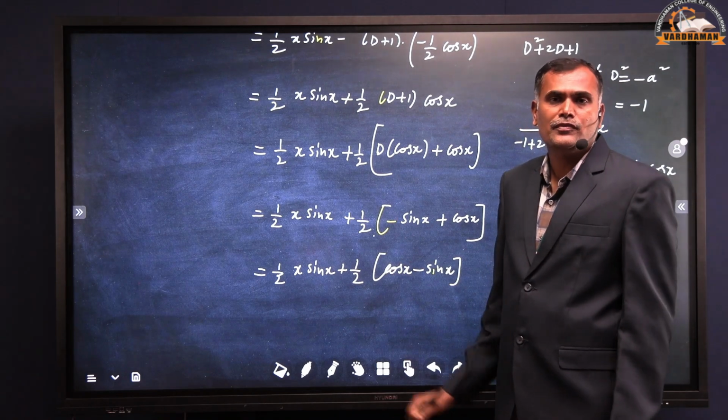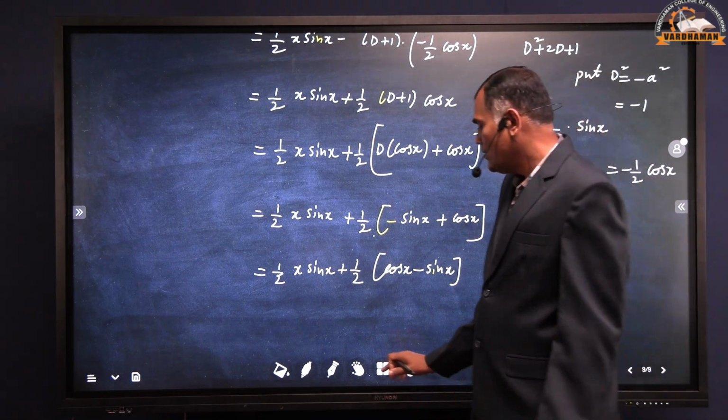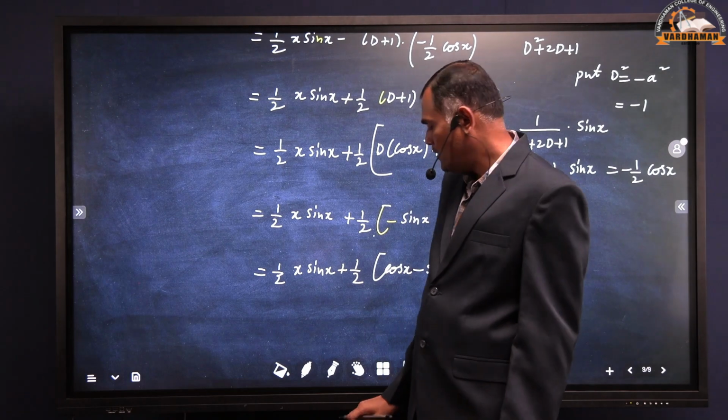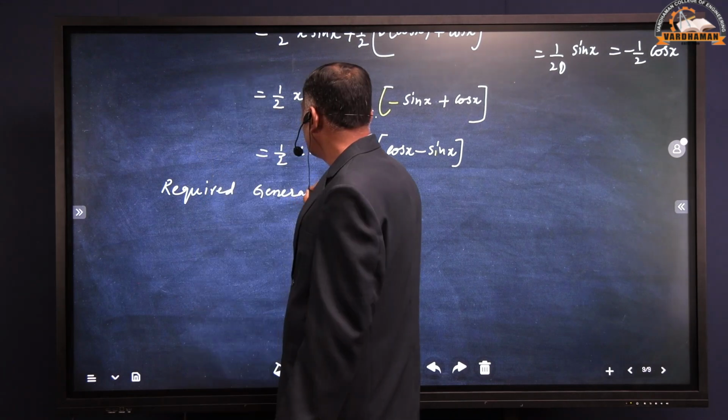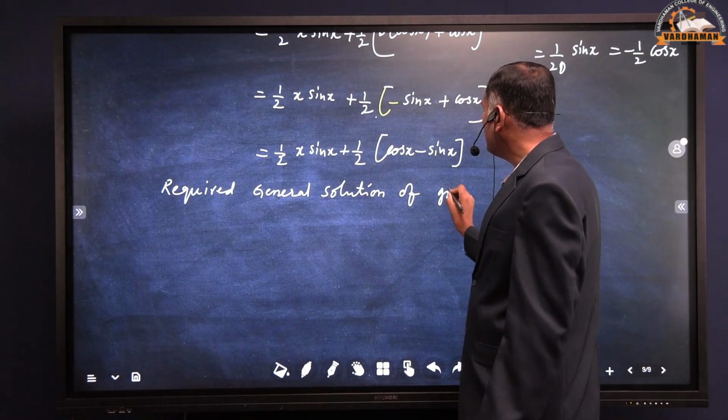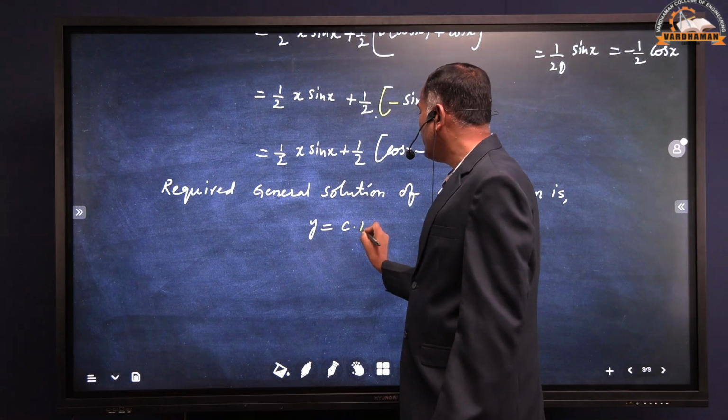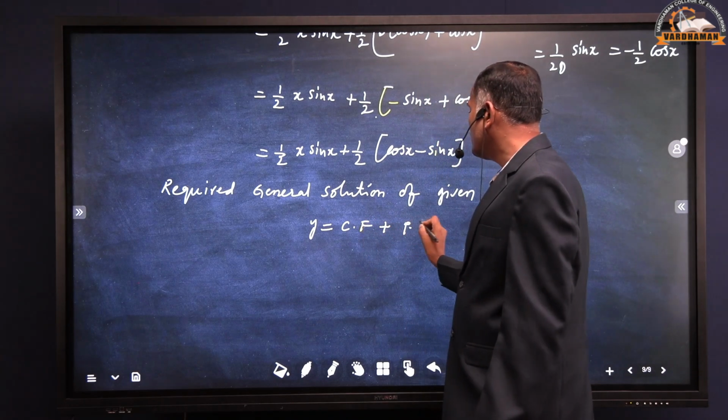Now the general solution of the given problem is given by complementary function plus particular integral. Now I'll write the general solution. The required general solution of the given problem is y equals complementary function plus particular integral.